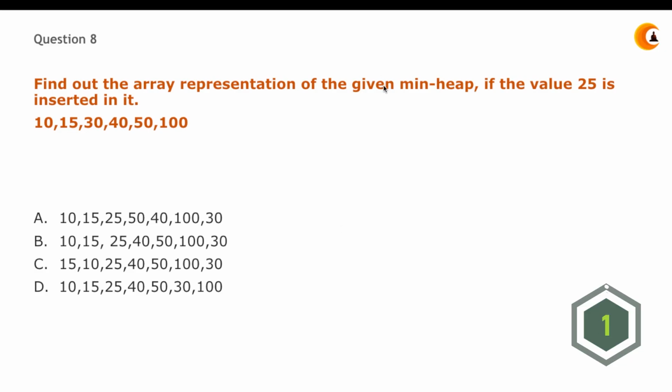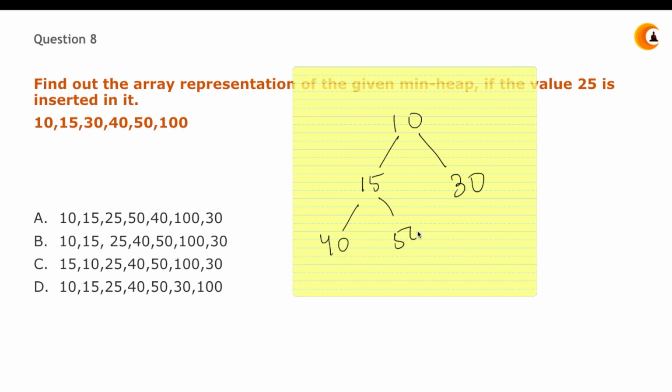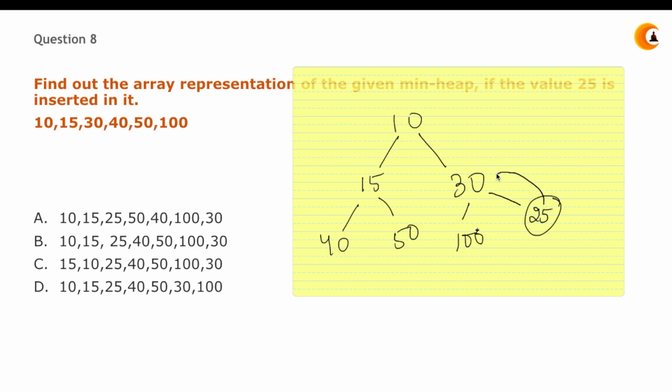So what does a min heap say? A min heap says that the root node or the parent node should be smaller than the child nodes. If we consider this given array, it will be something like this. Now 25 is to be inserted. Where will it be inserted? It will be inserted somewhere over here. Now it will compare whether the parent of 25 is greater than 25 or not. If it is, then it will swap. It sees that yes, the parent of 25 is greater, that is 30.